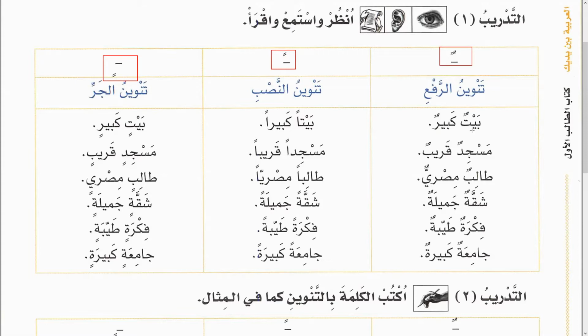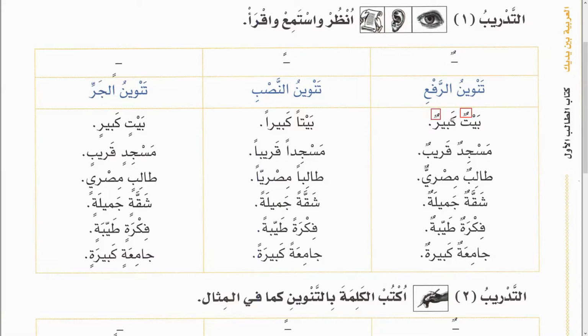For example, baytun kabirun, a big house. This is an adjective, by the way. It's not "a house is big." No, this is baytun kabirun. This is matching. So the adjective, we learned that it will match in four things, right? One is the tanween, the definite, indefinite.